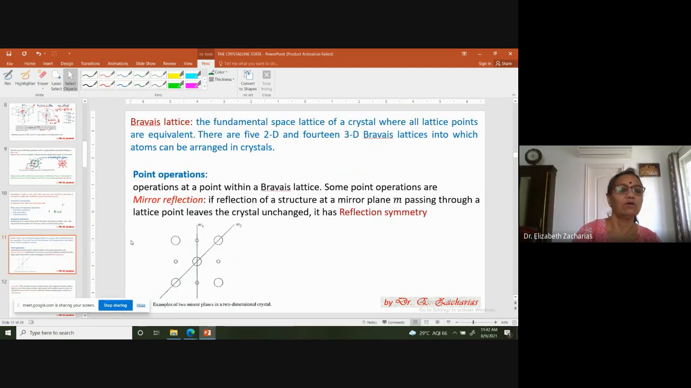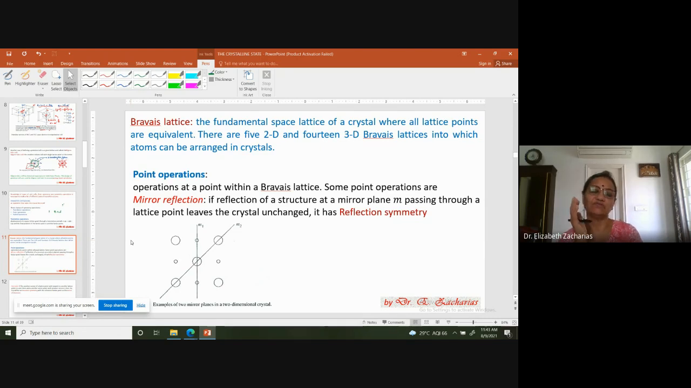This is a translational operation. Okay, now before we go to point operation, I have to introduce a term called Bravais lattice. In SPM, you have studied Bravais lattice. In chemistry, you have studied Bravais lattice. Yes or no? Yes, yes. You have heard. Okay, so can someone tell me what is Bravais lattice? Anyone?